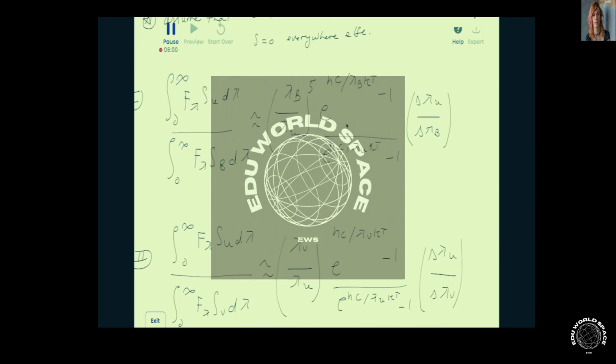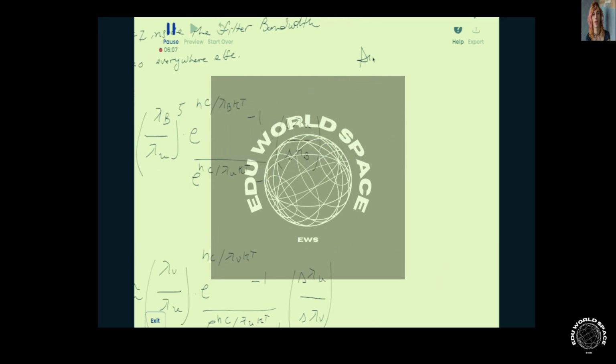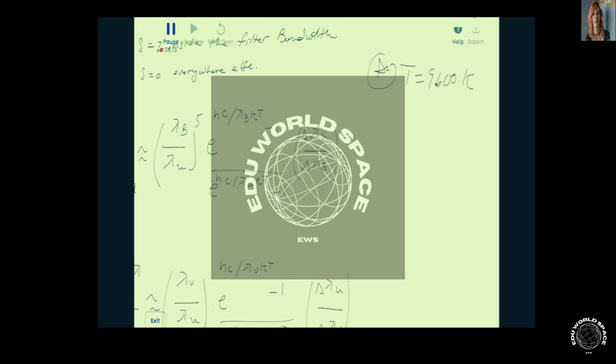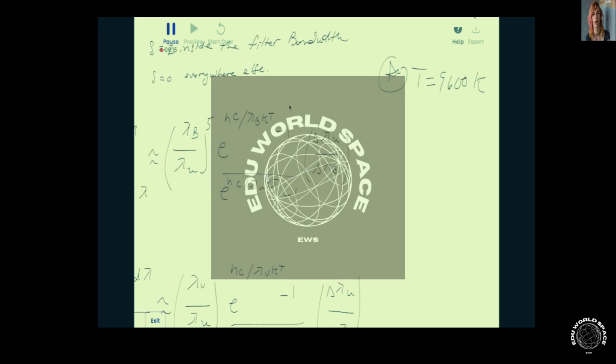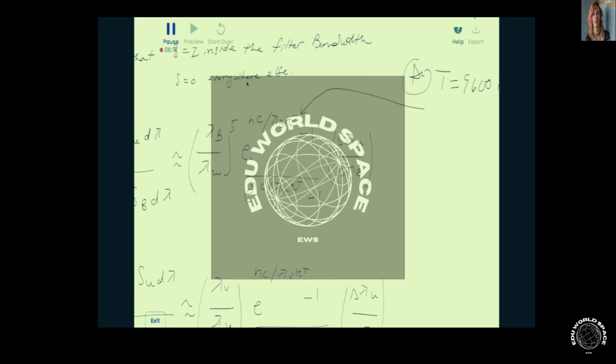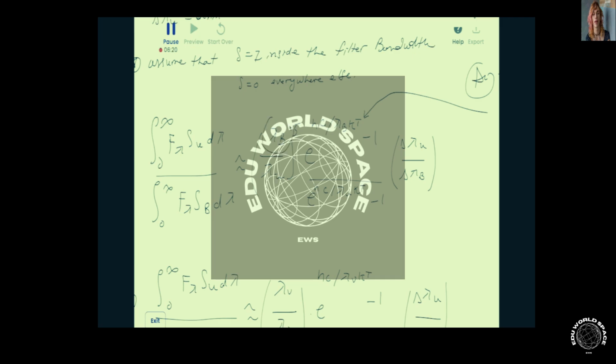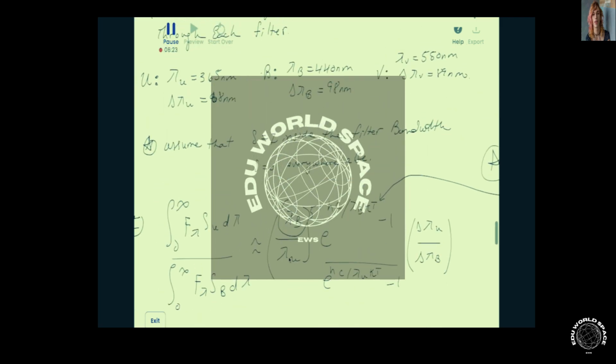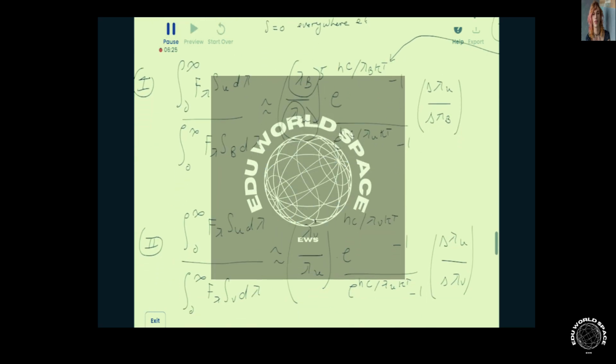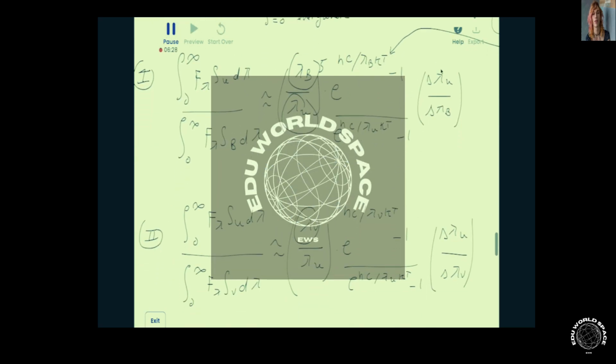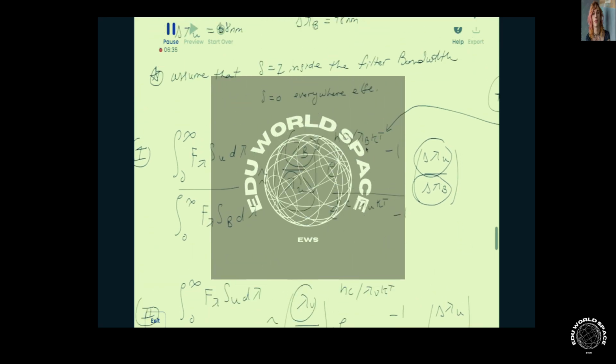Now, all that you have to do is plug in the values for a temperature of 9600 Kelvin. T is 9600, you plug that in right there. We know the values of lambda B, lambda U, and lambda V. We also know the values of delta lambda U, delta lambda B, and delta lambda V. They're all right up here.